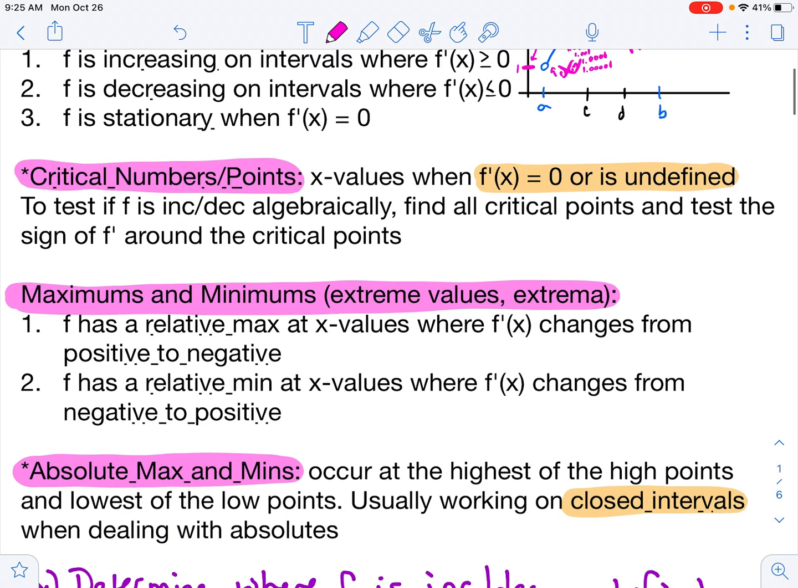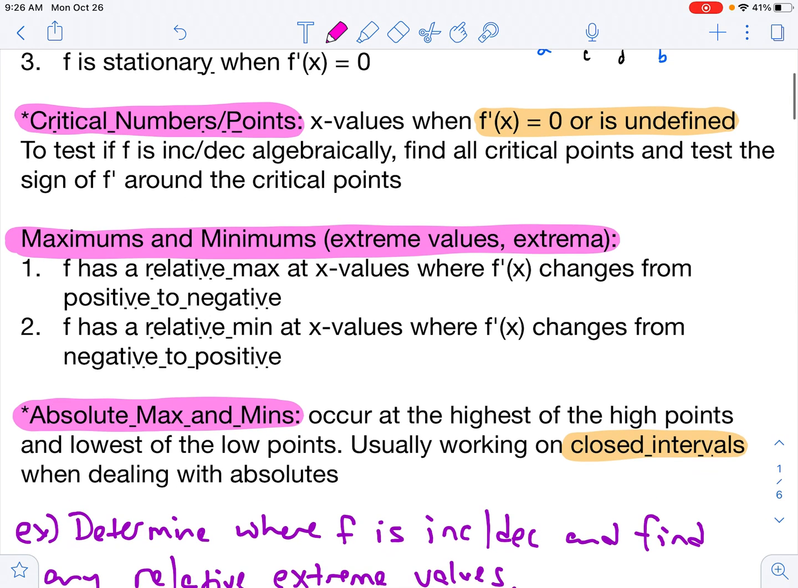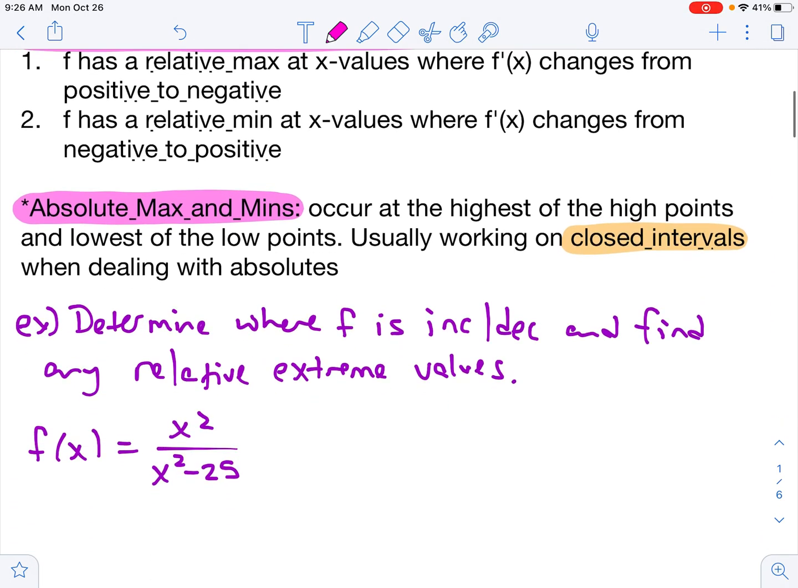Anyways, the point is this. To find maxes and mins, we want to understand how the first derivative is changing sign. And when we're dealing with absolute maxes and mins, we're often going to be dealing with closed intervals as a result. We have to be able to test those high and low points at the end of the interval. So let's do a couple examples here and see how this stuff works.